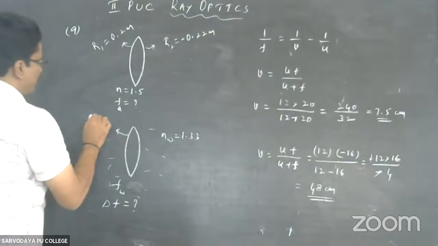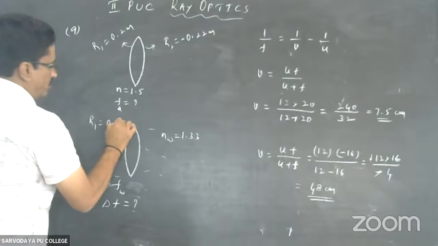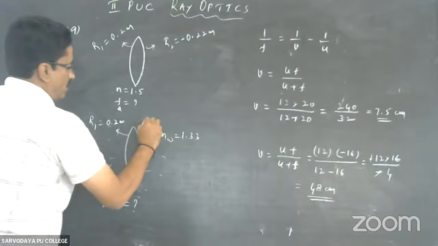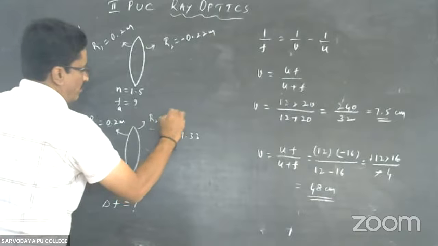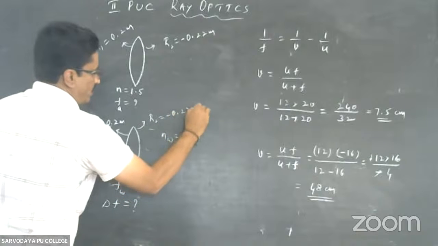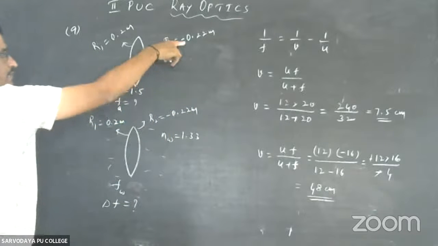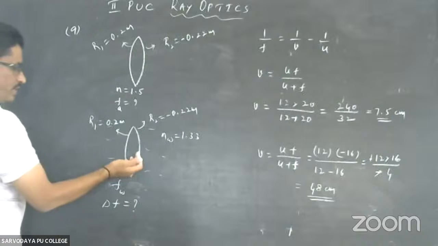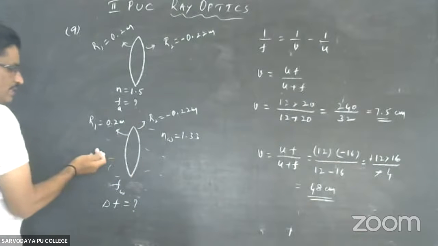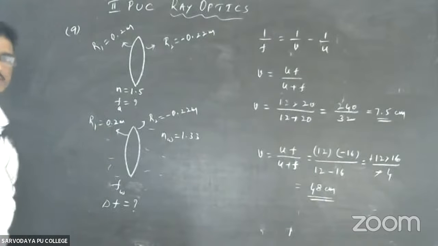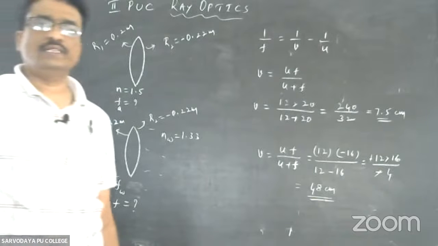Radius of curvature will be same. That is 0.2 plus, and this one will be minus 0.22. Already in the last class itself, I have given the idea why it is negative. Because of this surface, the center of curvature will be here, radius of curvature is measured in the direction opposite to the direction of the incident light.